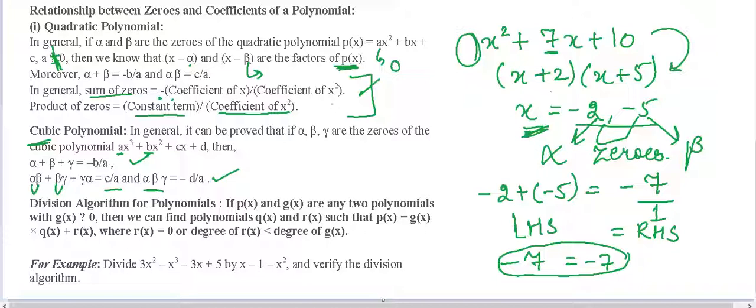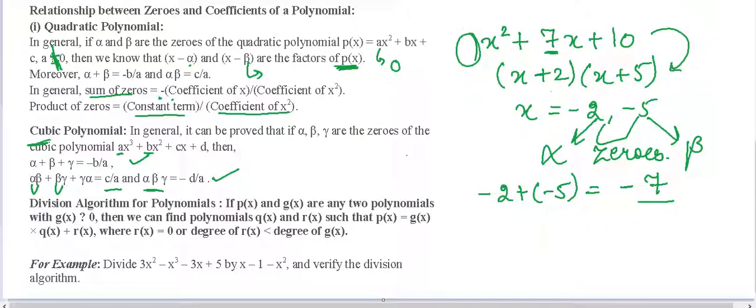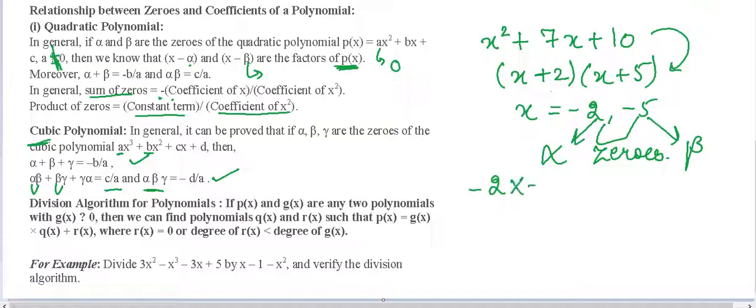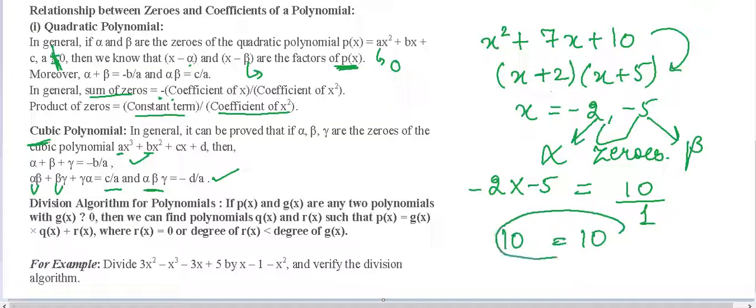Now the product of zeros. See what the product of zeros is going to be. The product of zeros will be minus 2 into minus 5, and here you have the constant term, that is 10, divided by the coefficient of x square, that is 1. Here you get 10 equals 10, that is LHS is equal to RHS, both are equal, so your zeros are true.